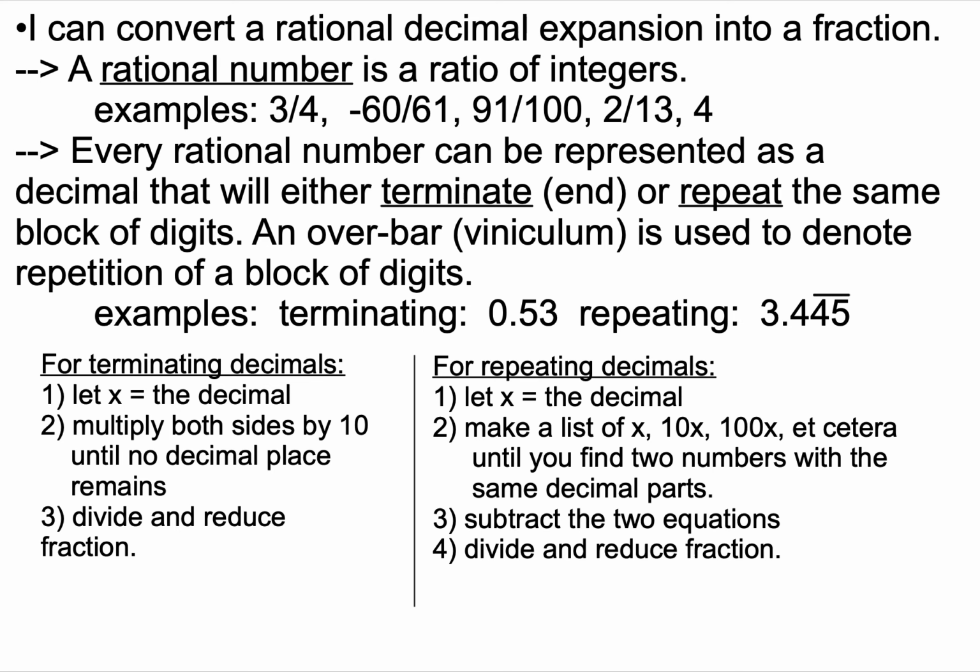3.445 with a bar. The bar over the 45 indicates that the 45 repeats, but not the first 4, just the part with the bar on top. If you have a terminating decimal, you start by letting x equal the decimal. You multiply both sides by 10 until no decimal place remains. Then you divide and reduce the fraction. If it's a repeating decimal, you start with letting x equal the decimal. Then you make a list, x, 10x, 100x, etc., until you find two numbers with the same decimal parts. You can subtract the two equations and divide and reduce.